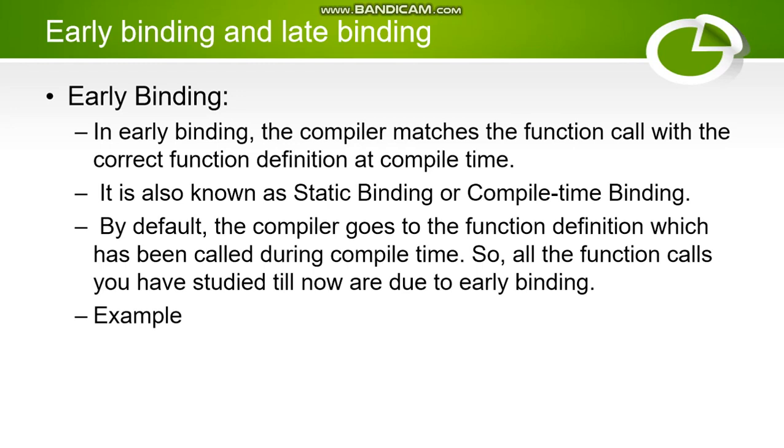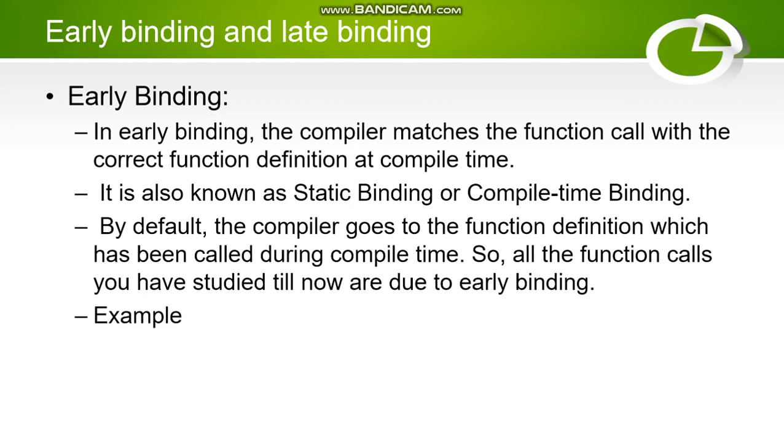By default, the compiler goes to the function definition which has been called during compile time. So all the function calls you have studied till now are due to early binding only. Whatever functions we call with the help of an object are all done at compile time only, and that's why these are called early binding. We have already studied the function overriding concept.